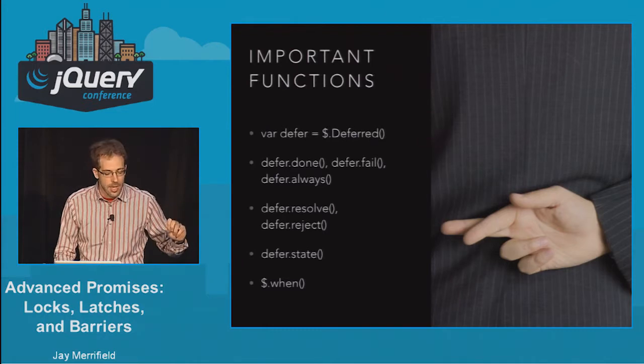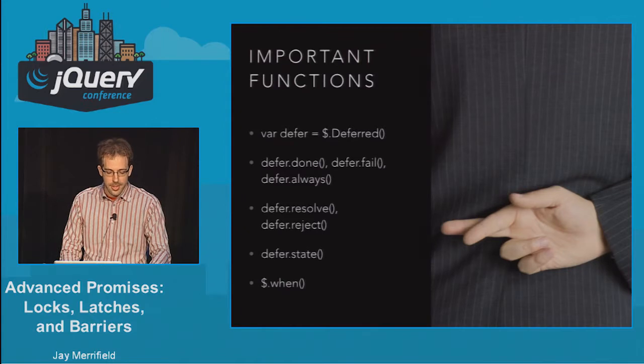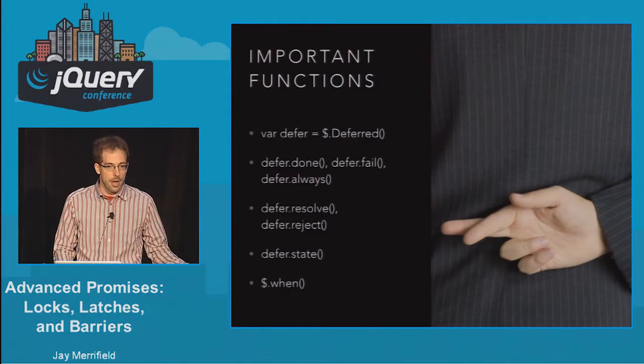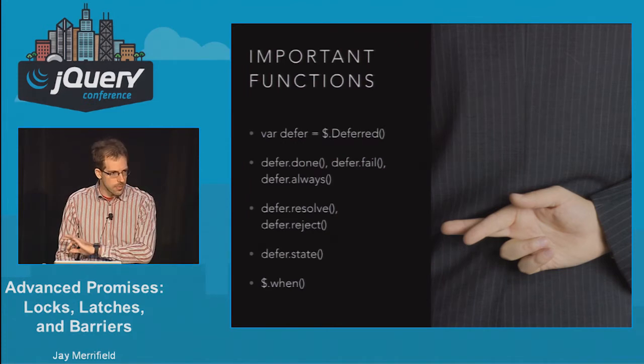And then $.when is how you combine them. That just takes as many arguments as you can give it. And it will return a promise that has essentially wrapped them all, that will fail if any one of them fails, or will succeed when they all succeed.